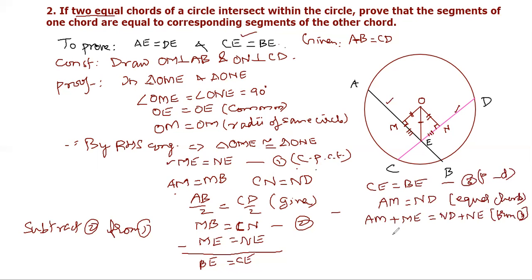So AM plus ME is equal to AE, and ND plus EN is equal to DE. That is the first part that we have to prove. So we got both the proofs.